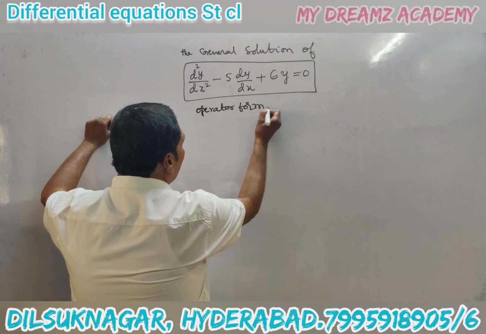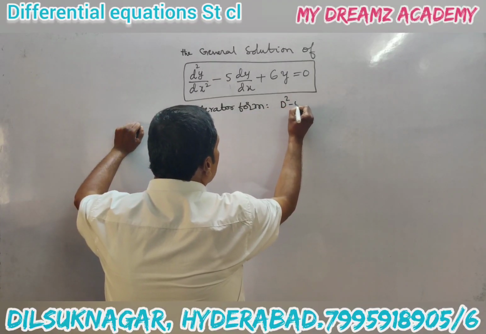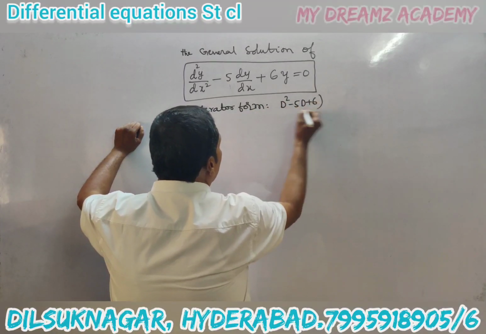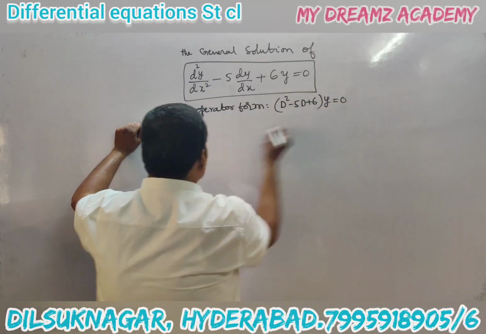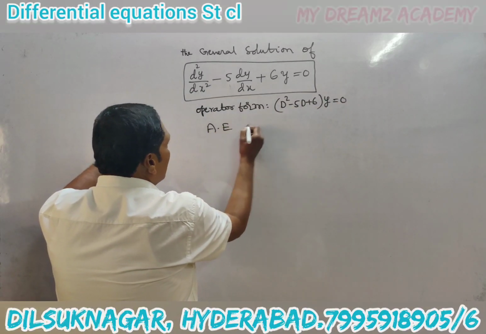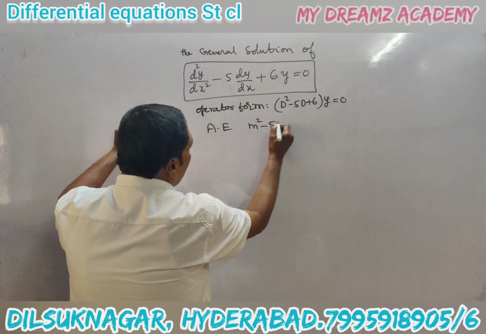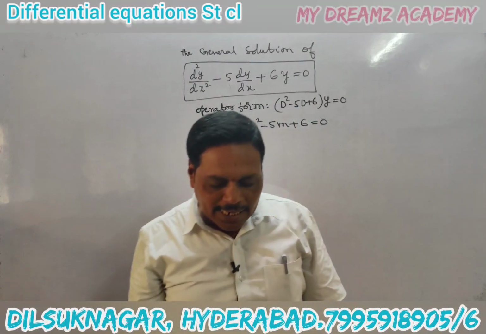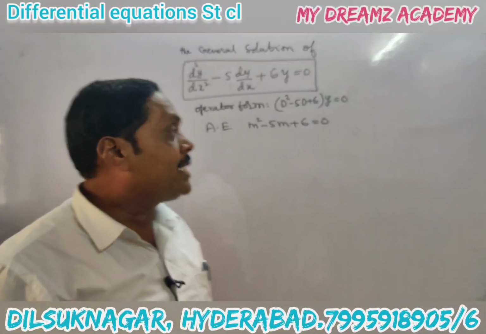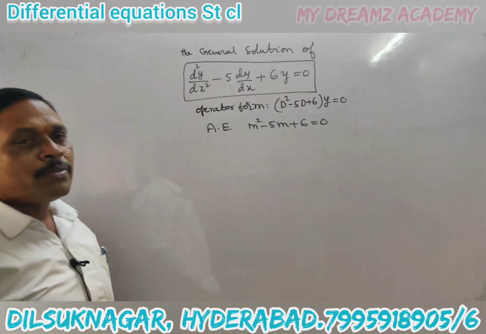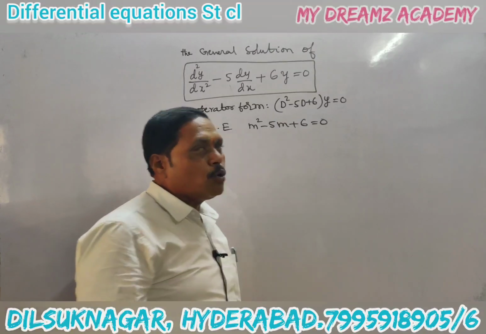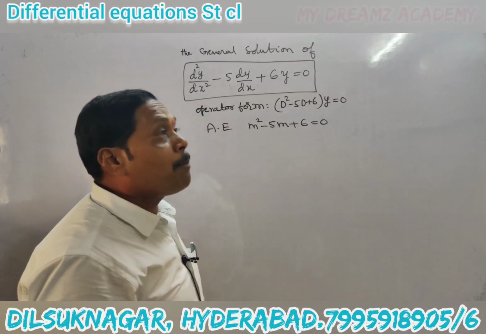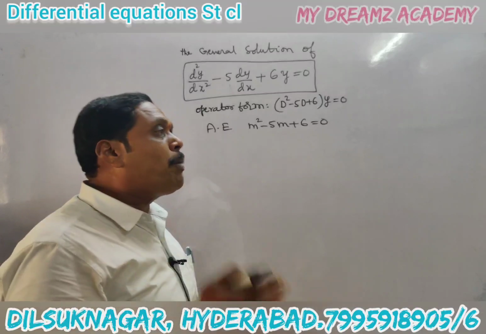What is the operator form? D square minus 5D plus 6 into y is equal to 0. Auxiliary equation: m square minus 5m plus 6 is equal to 0. This is the auxiliary equation. Here it is a quadratic equation in m, so it has maximum 2 roots. You have to find the roots by factorization if possible.